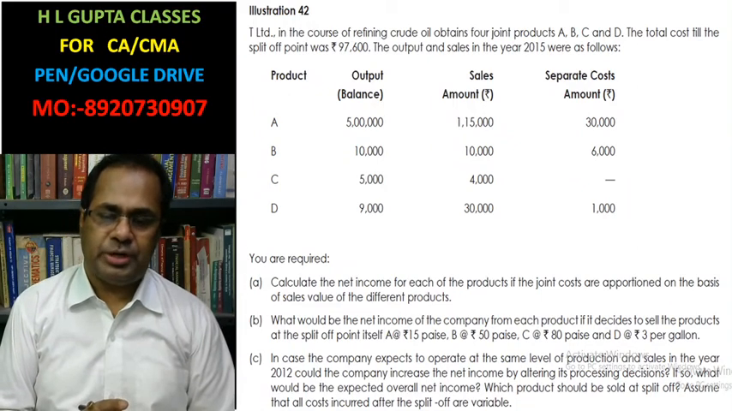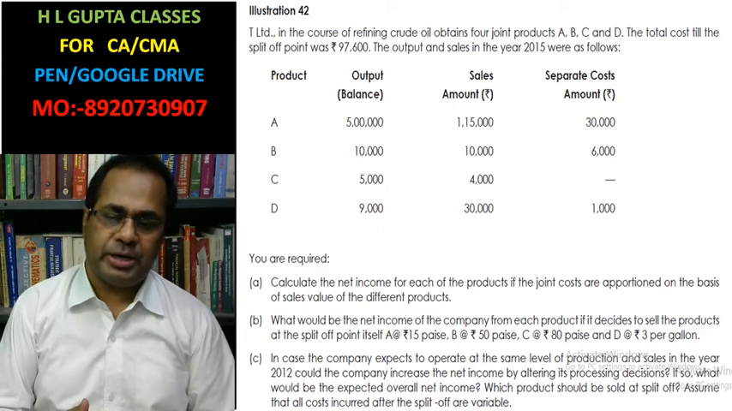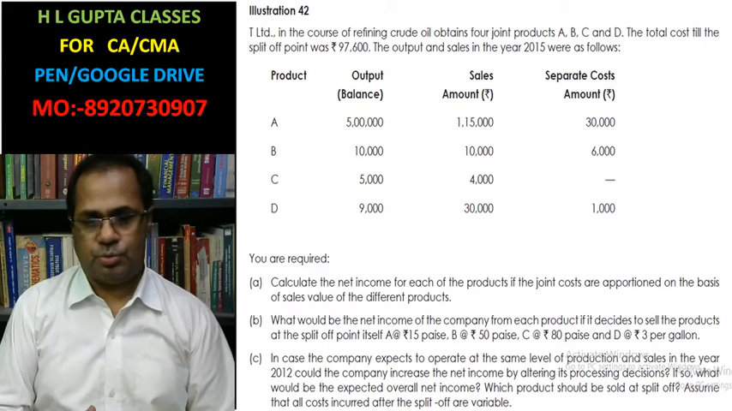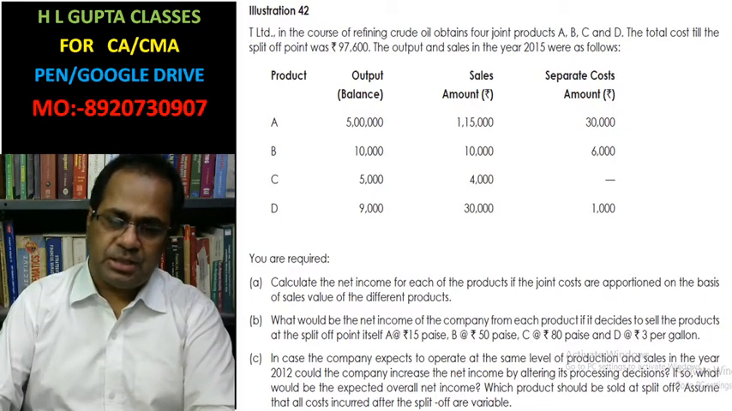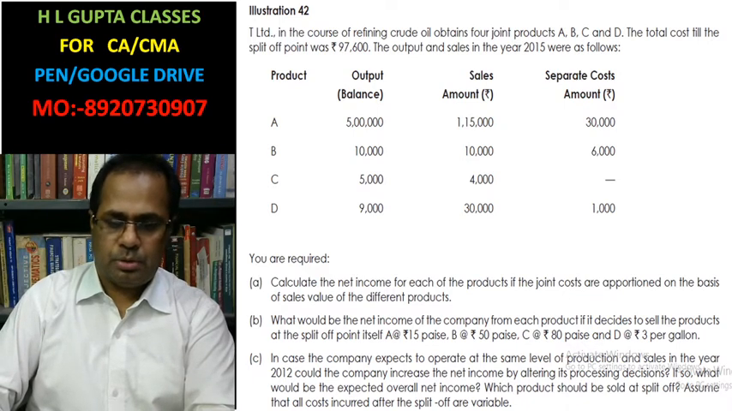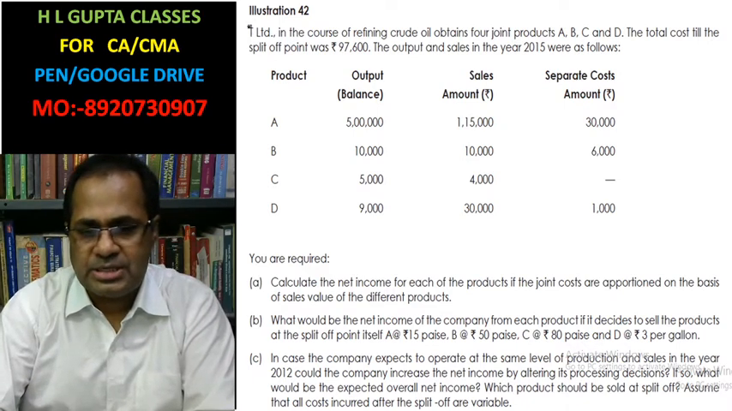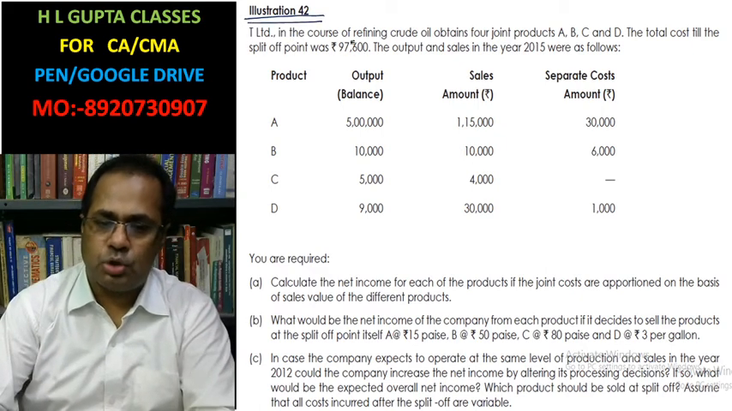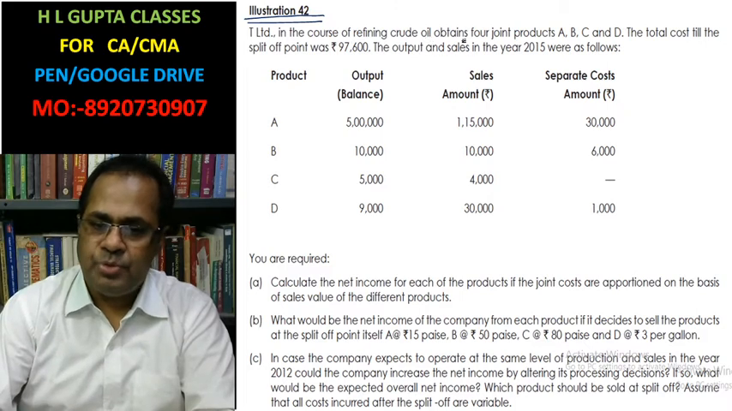I am going to discuss illustration 42 of joint and by-product of Cost and Management Accounting of CMA Inter first group. Please read question number 42 here. Illustration 42: T Limited, in the course of refining crude oil, obtains four joint products A, B, C and D.